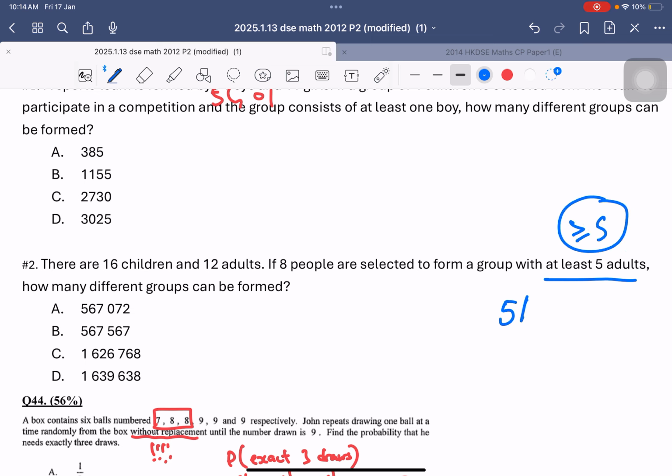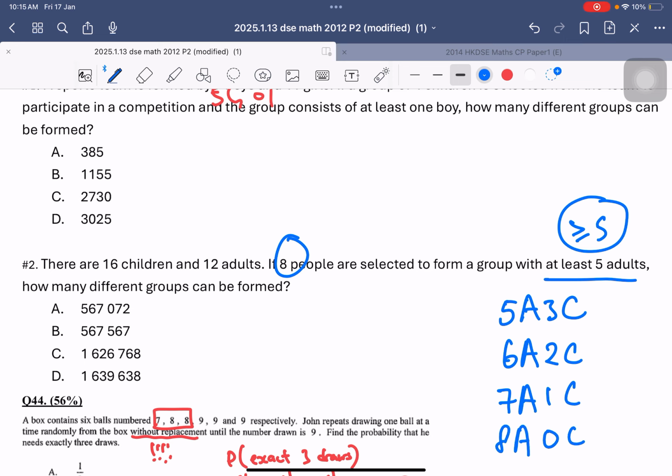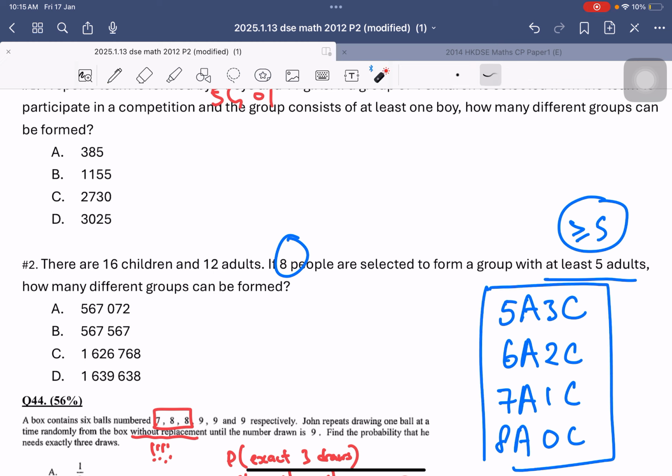Okay, so if we have 5 adults, means we have how many children? 3 children. No, 8 people. Because we have total 8 people, isn't it? And then if we have 6 adults, then we have 2 children. Then 7 adults, we have 1 child, and 8 adults, we have 0 children. So you consider this 4 case by case. In the same case, you use times or plus. Times. In different cases, you use times or plus. Plus, okay?